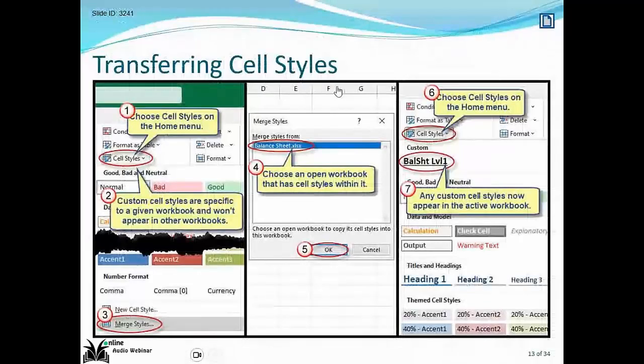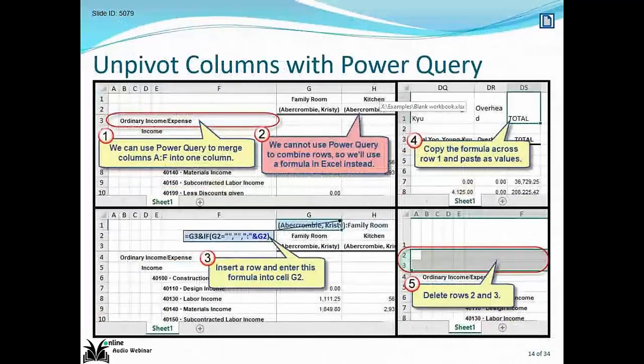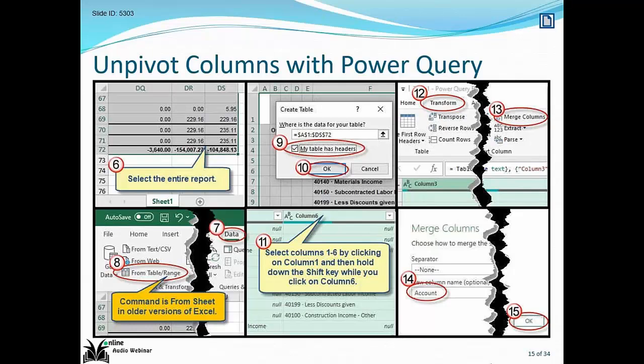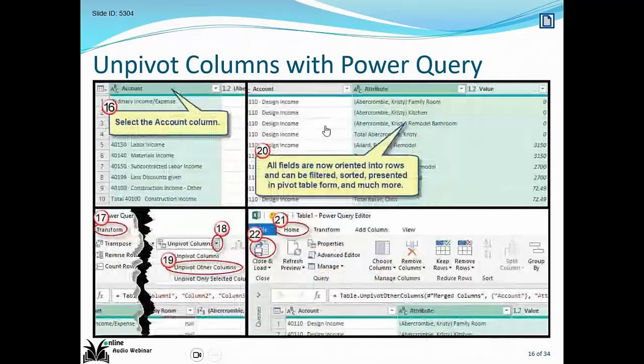and do some data transformation by way of a feature called Power Query. Step 14, we'll give it a name, just account. Step 15, we'll click OK. To unpivot, we're going to select the account column. On the Transform tab, we're going to click the Unpivot Columns drop-down button. We'll then say Unpivot Other Columns.